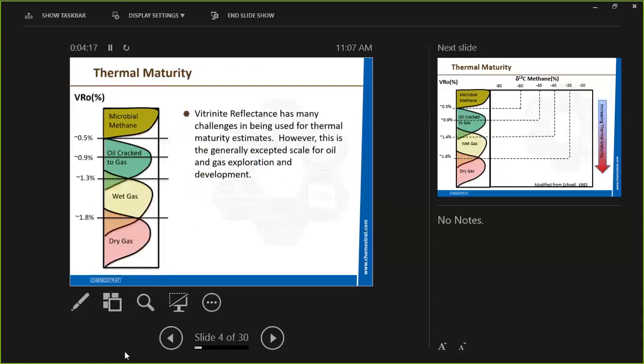All right. So another important point to start out with, to make sure people understand, is this concept of thermal maturity. Usually it's represented by vitrinite reflectance.